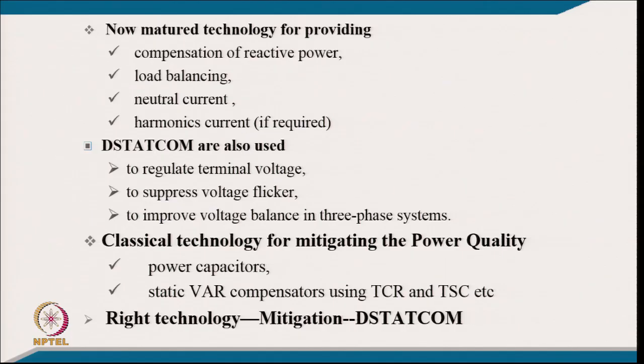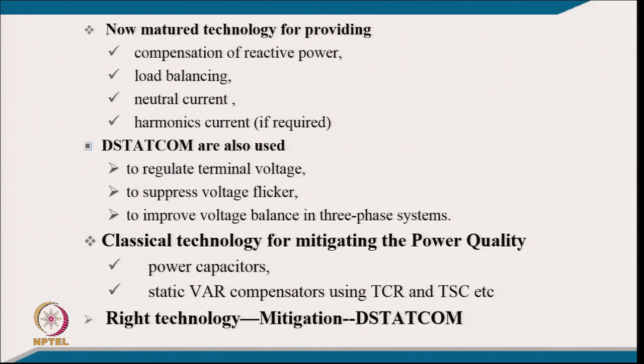So, we would like to discuss the state of the art on D-STATCOM. Now the D-STATCOM topology, you can call it technology, is a mature technology for providing compensation of reactive power, providing load balancing and providing neutral current compensation, and if required we can have harmonic compensation also. You cannot say that if there are harmonics then we will not compensate, but certainly if you compensate harmonics, that will add extra cost as well as size and weight to the D-STATCOM system, because the switching frequency has to be increased.